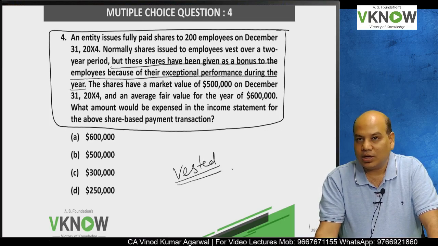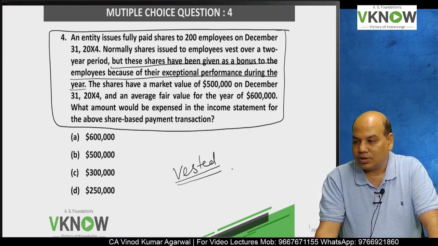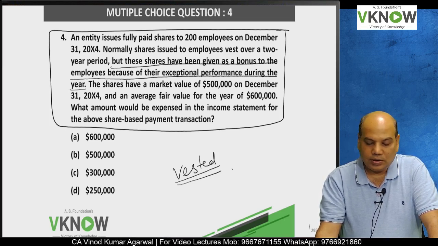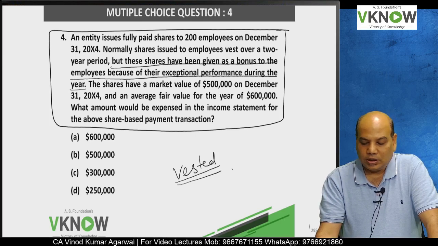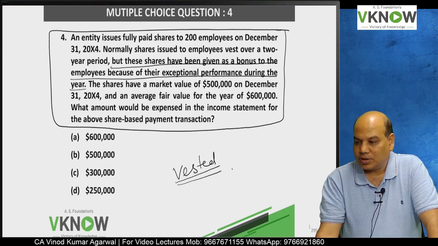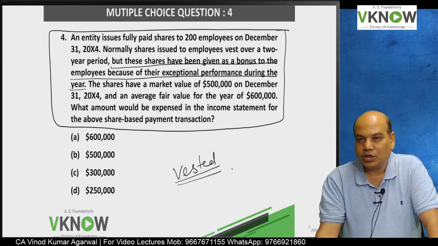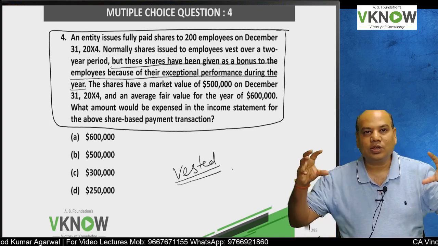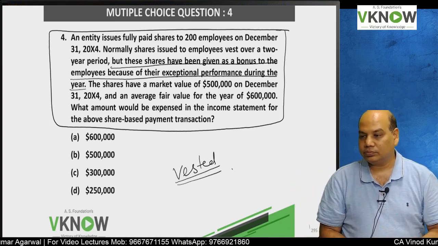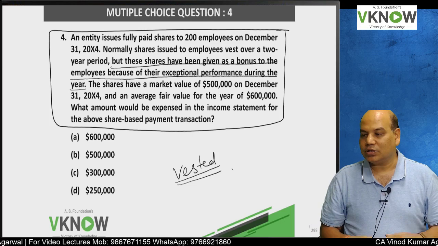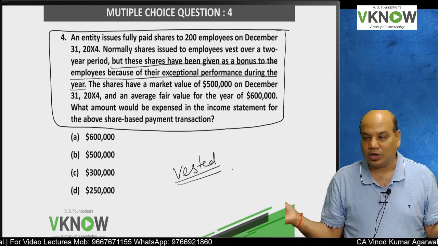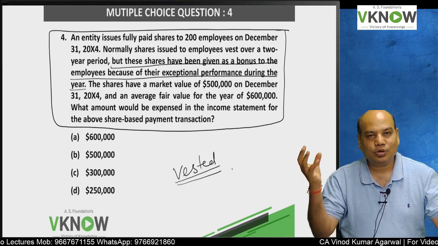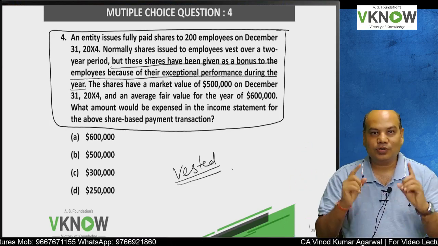The shares have a market value of 5 lakh on December 31, 2004. The average fair value is 6 lakh. What amount would be expensed in the income statement for the above share based payment transaction? A very good question. Whatever you think, there is an option for that. If you think the answer is 6 lakh, you have an option 6 lakh. If you think the answer is 5 lakh, there is an option 5 lakh. And if you want to divide by 2, you have 3 lakh and 2 lakh 50,000. So please reply.